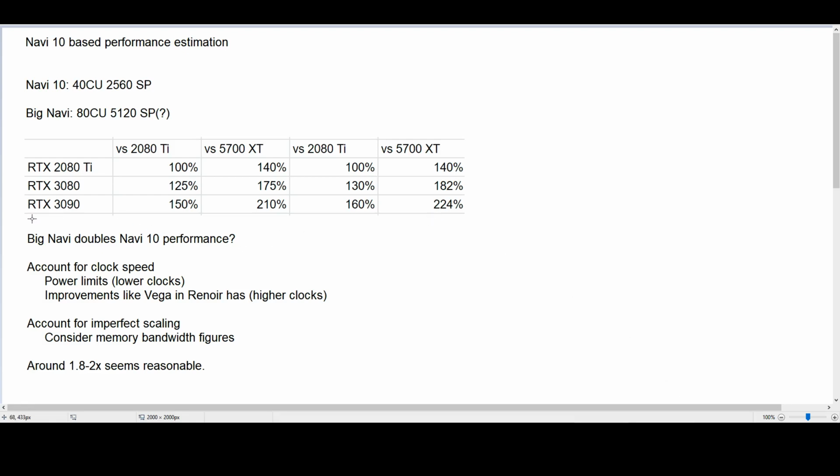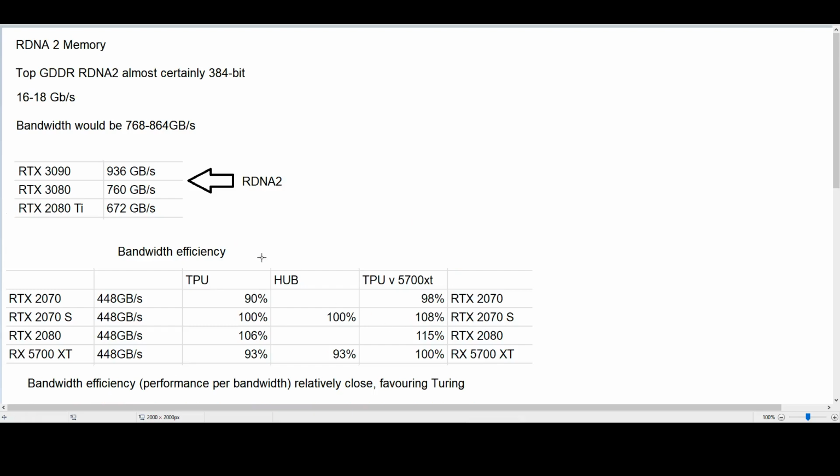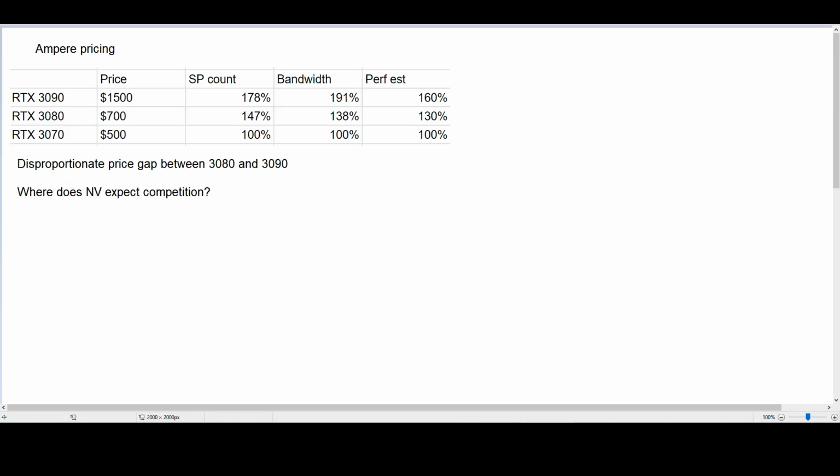Nvidia claims the RTX 3090 is 50% faster. We saw earlier, where was it? Here? It's here. We see the SP count and bandwidth are actually up a little bit more, more than 50% for the 3070. And we assume the 3070, of course, is around the same ballpark as the 2080 Ti.